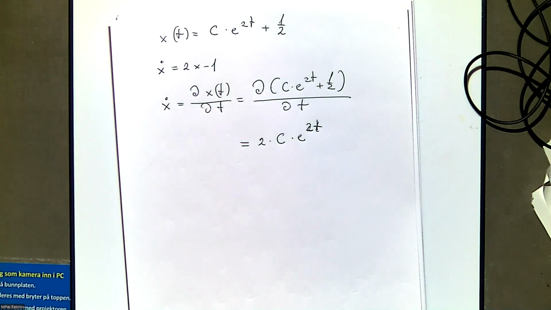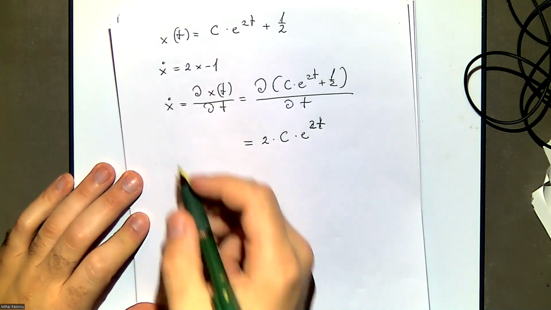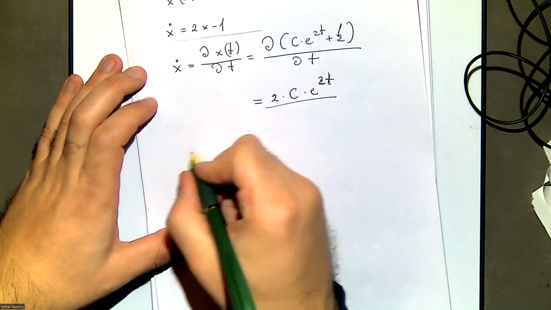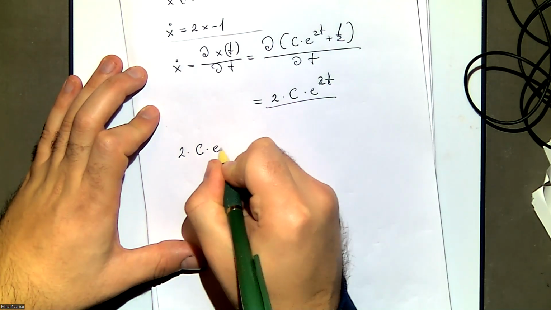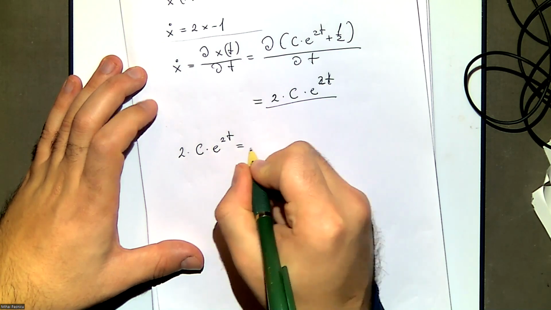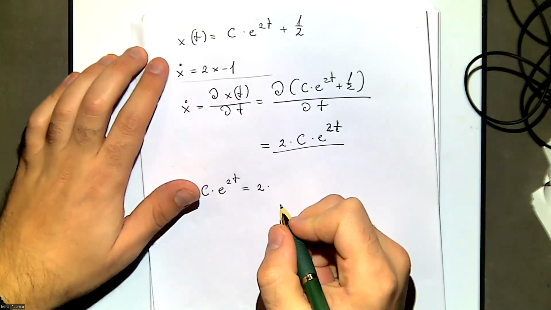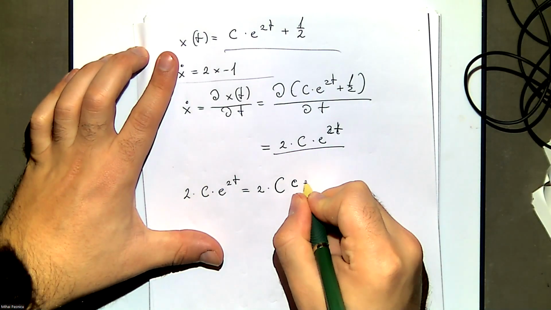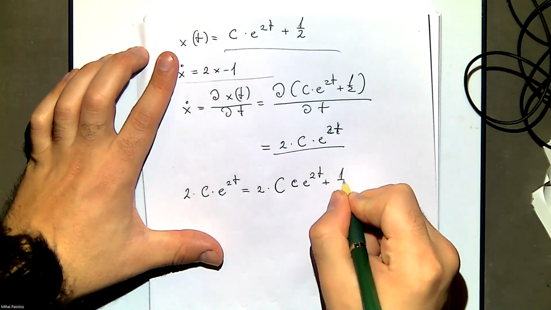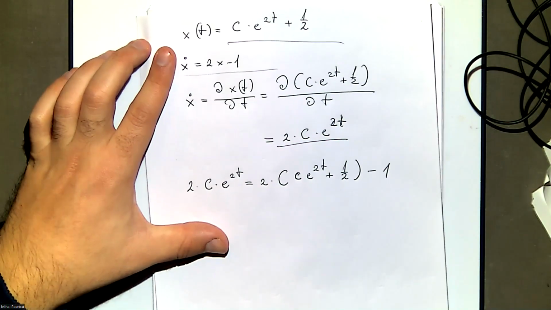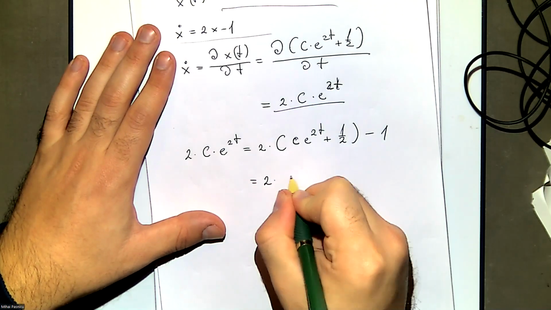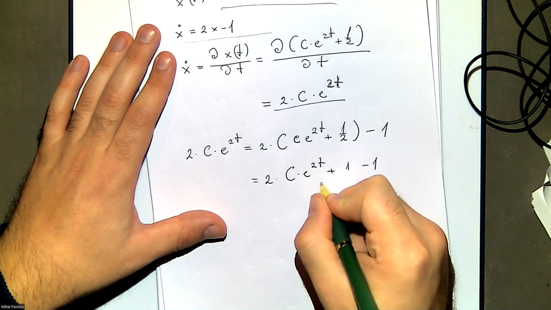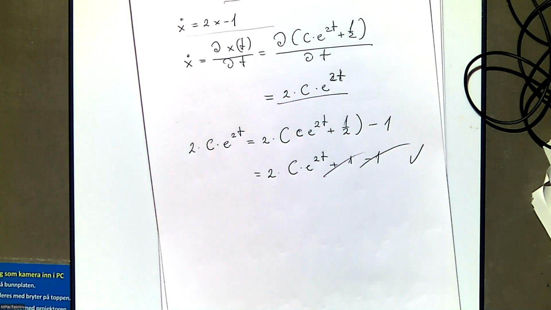And now what's my last step? I'm just going to plug into my equation and see if it works. So x dot is this, 2 times c times e to the power of 2t, and that is equal to 2 times my x, where I plug in the x from here: 2 times the constant e to the 2t plus a half, minus 1. Open the parentheses: 2 times a constant e to the 2t plus 1 minus 1. It works out, so my solution is correct.